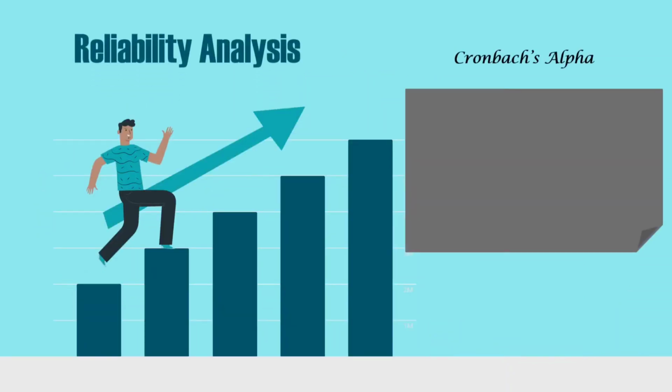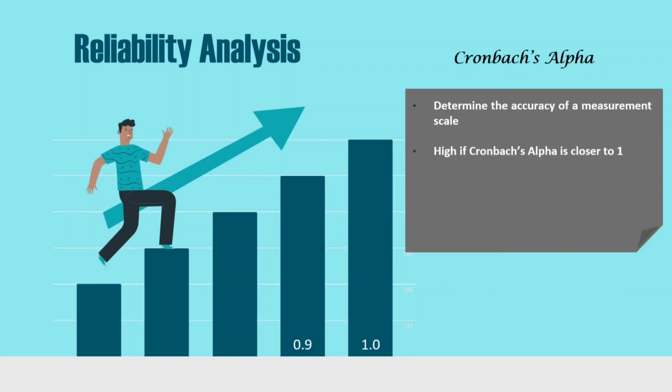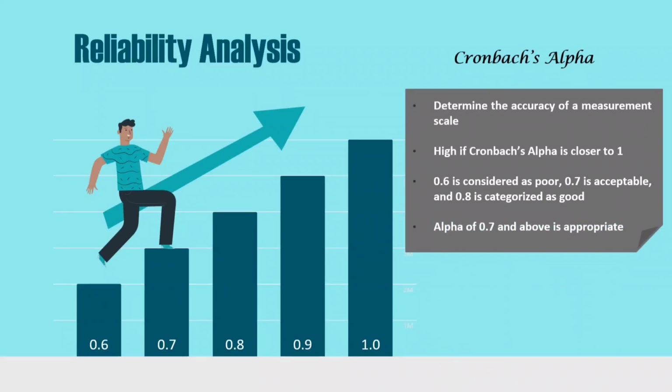Cronbach's alpha is used to determine the accuracy of the measurement scale. According to Sekaran and Bougie, the reliability of the measure is higher if Cronbach's alpha is closer to 1. However, if Cronbach's alpha is 0.6, it will be considered poor, where 0.7 is acceptable and 0.8 can be categorized as good. Even though differing opinions on the levels of acceptance have been recommended, it is widely accepted that an alpha of 0.7 and above is appropriate. Therefore, in this research, a Cronbach's alpha of 0.7 and above will indicate that the reliability of the questions in this research is excellent.